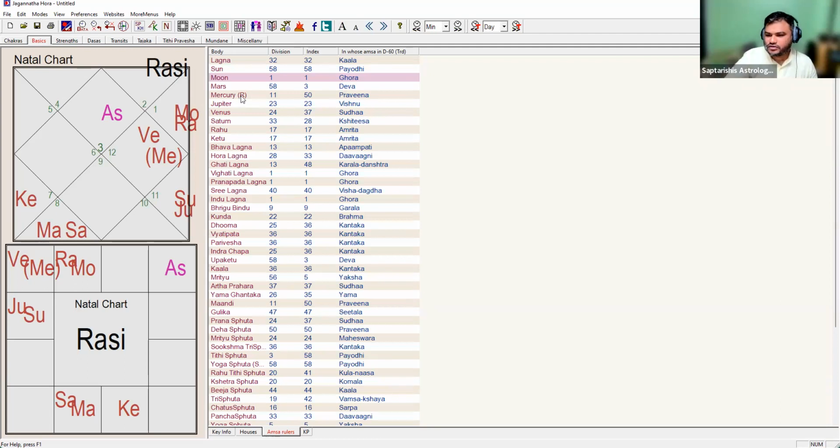Intense. This person also has a lot of drinking habits, smoking, different kinds of drugs. You just name it, he knows everything. Rehabilitation also he faced, rehabilitation centers. So all this is in this native. Now you can see these things clearly. Moon is also a lord of the second house, food habits and all. That is with Rahu. Moon is in Ghora Amsha.